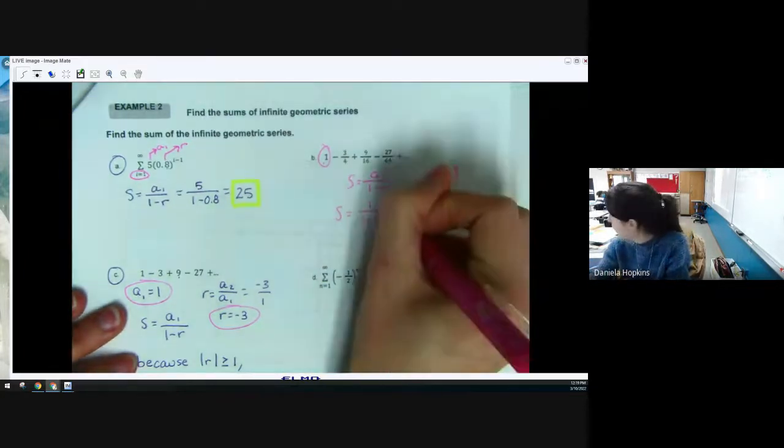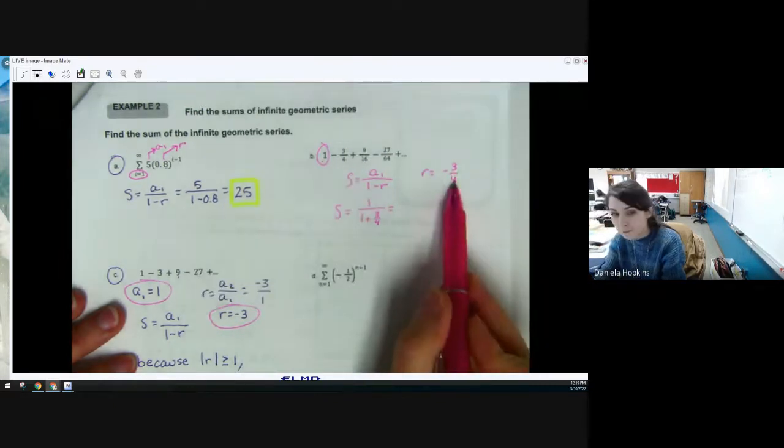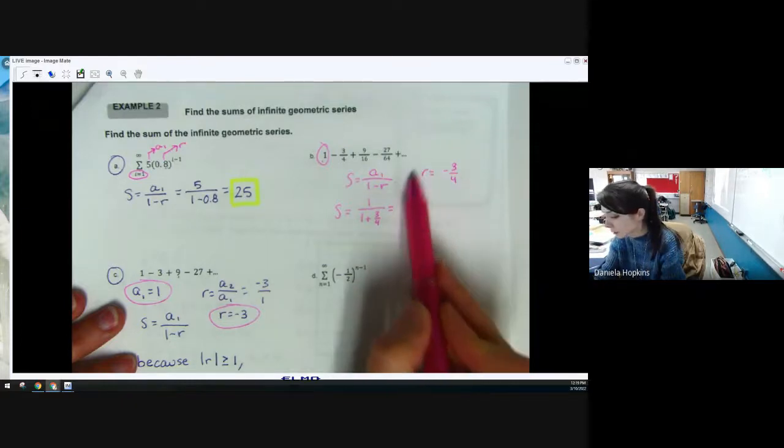There is a sum here because the 3/4 is less than 1. I got it. Yeah, you're just looking at your R.